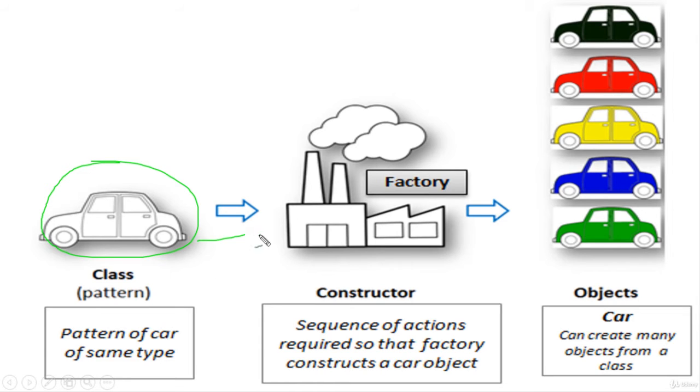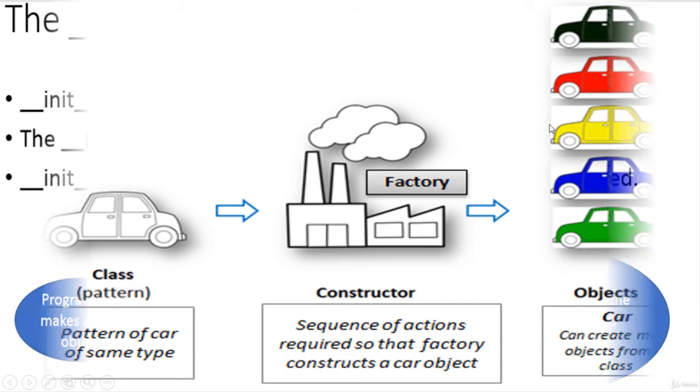Then the car is built in the factory, and what is the color of the car? So car here is just our template. Then this is our constructor right here, which is a factory, and the color here is an object right here. Hope you understand now the architecture of the classes, constructor, and the object right here.